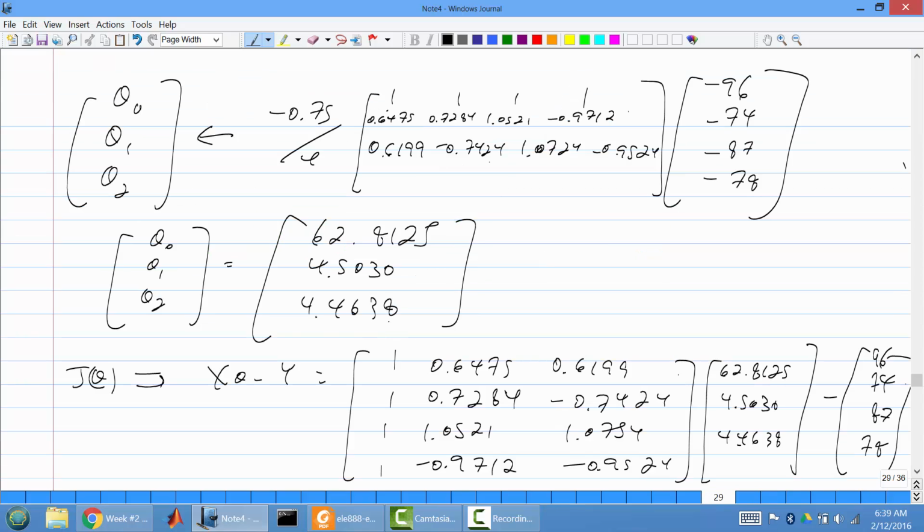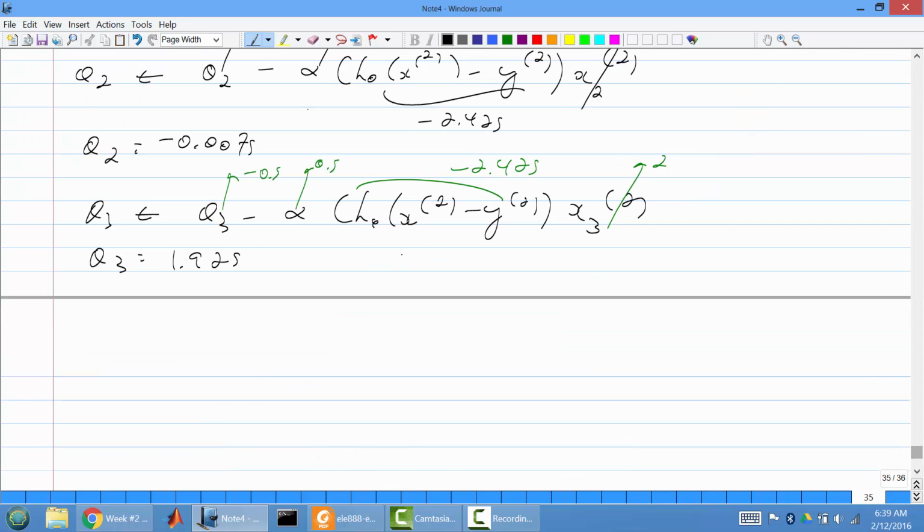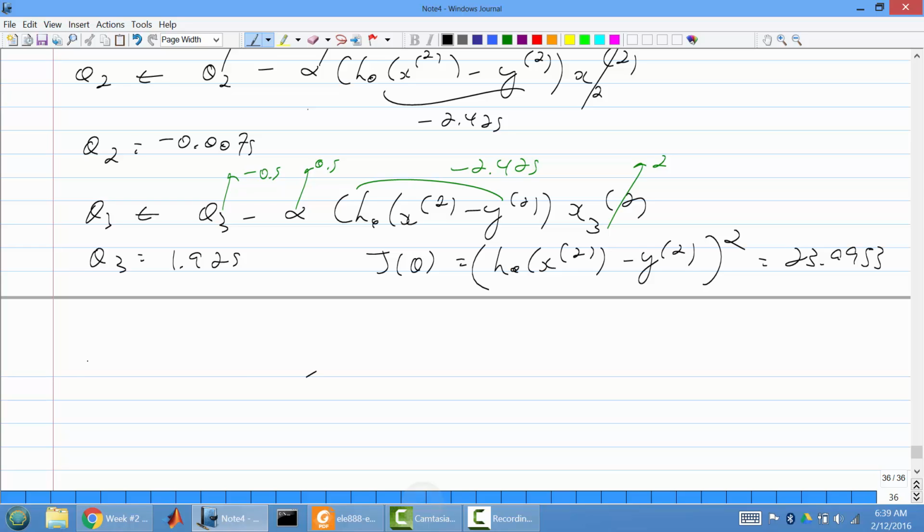Alright? And then finally, if you want to compute the cost, I won't bore you with the details. You can do that on your own if you wish. So when you do the cost, it's just h of theta, okay, using the premise we had before, you get 23.9953. Okay, now I'm just going to write out the last couple of examples for you because you know how to do this already. So theta 0, theta 1, theta 2, and theta 3.